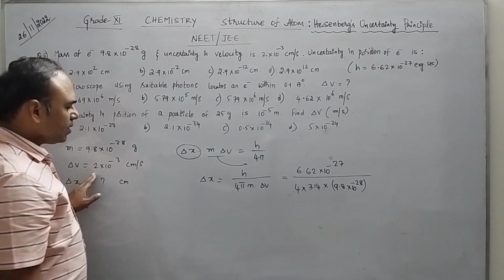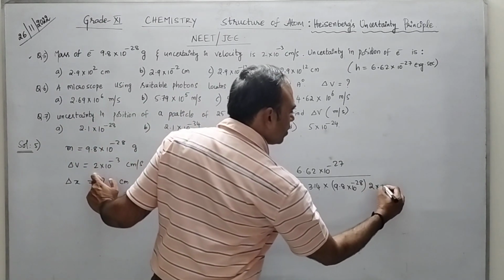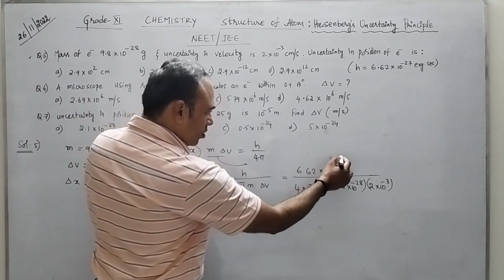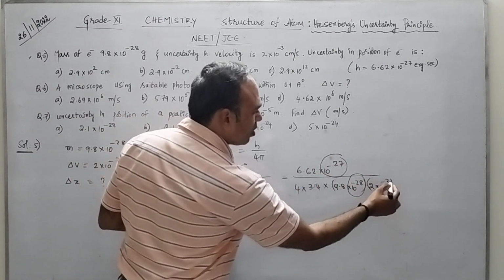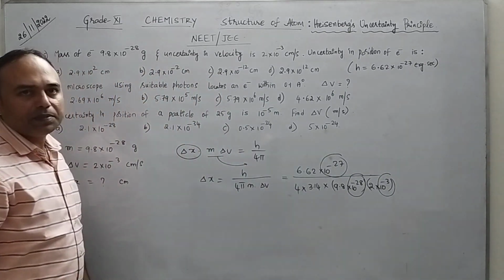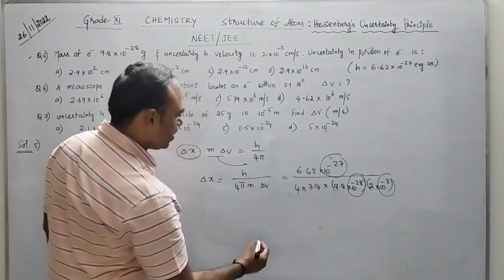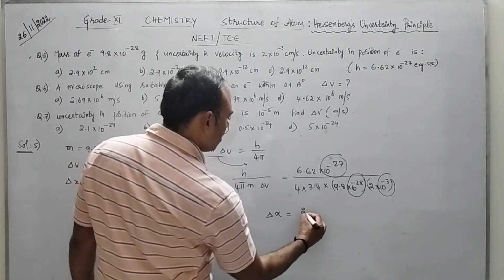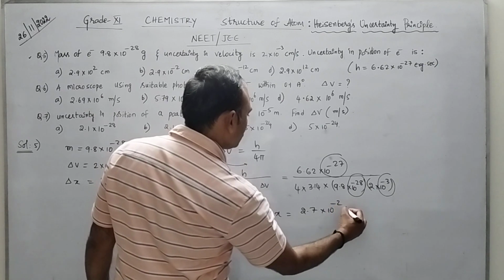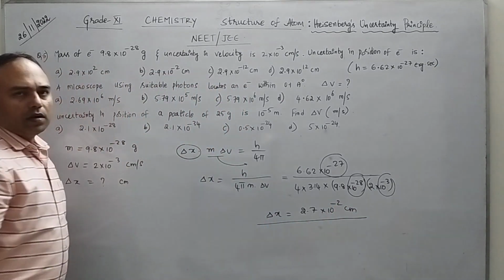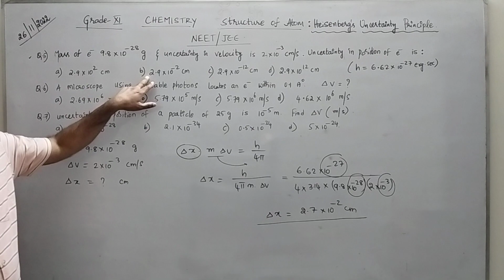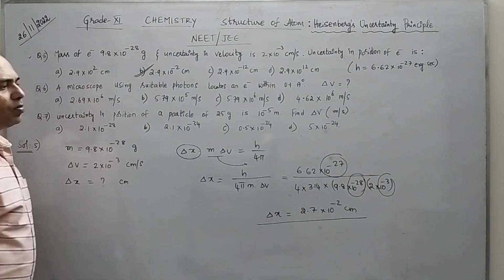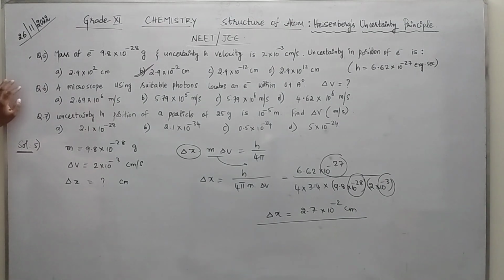Now what is delta v? 2 into 10 to the power of minus 3 centimeter per second. First and foremost, try to solve the 10 to the power of minus and plus. Then the numerical, and finally the value will be delta x. You will get it as 2.7 into 10 to the power of minus 2 centimeter. But the approximate value you can see is 2.9 into 10 to the power of minus 2. Hence the answer is B. Hope you are able to understand this. Try to solve the next question.